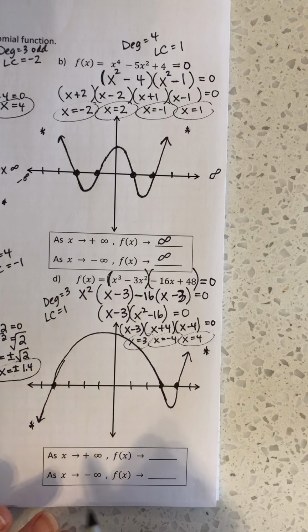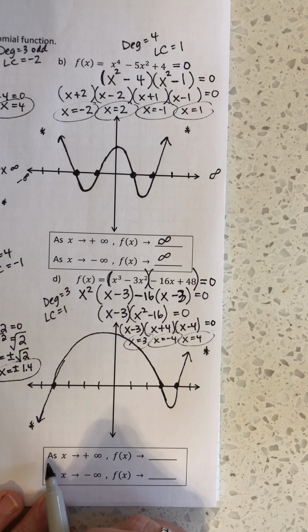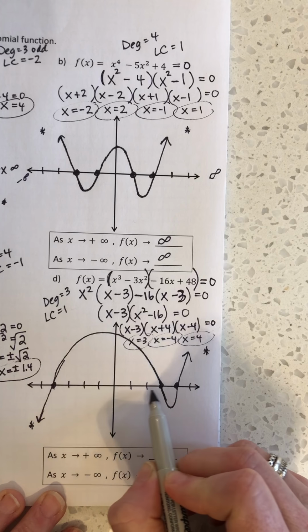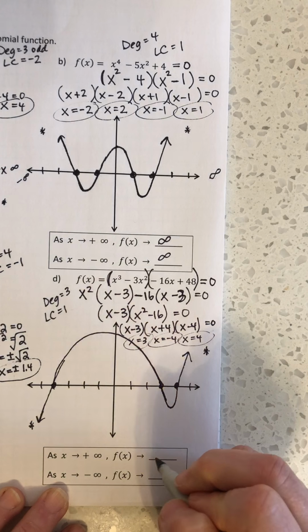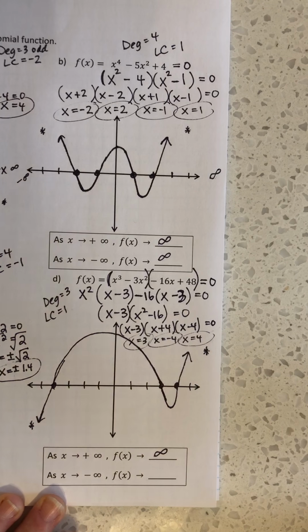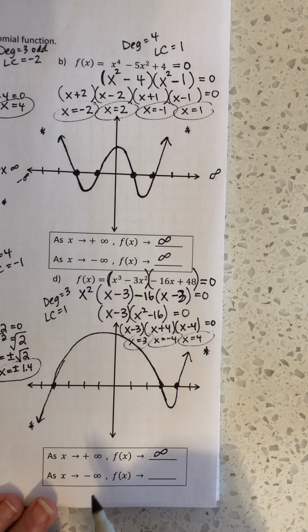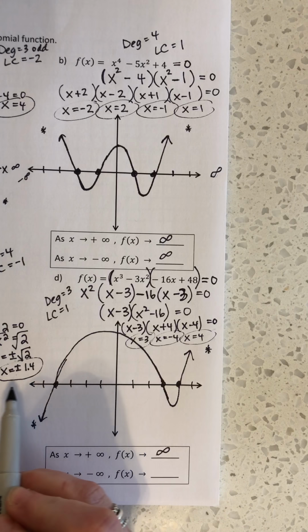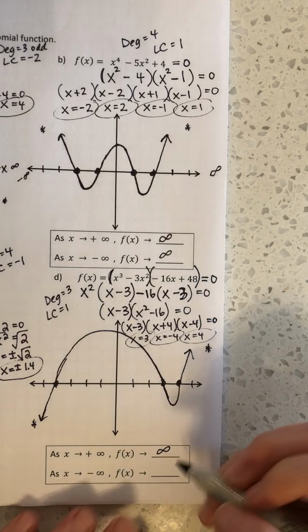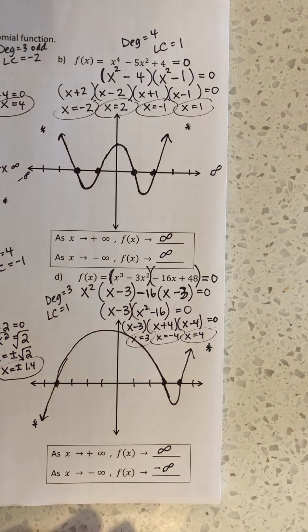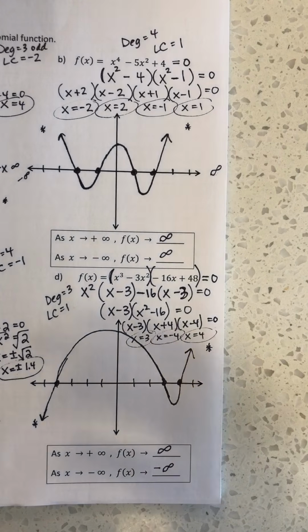All right, let's fill in the fancy talk. As for the end behavior, as x goes to positive infinity, what's f of x doing? What's y doing? It's going up, so it's heading to infinity. As x goes to negative infinity, what is f of x or y doing? Now this end is heading down, so what's it heading towards? Negative infinity.